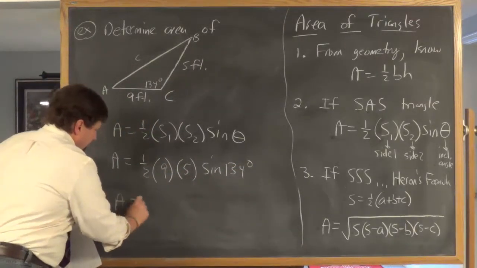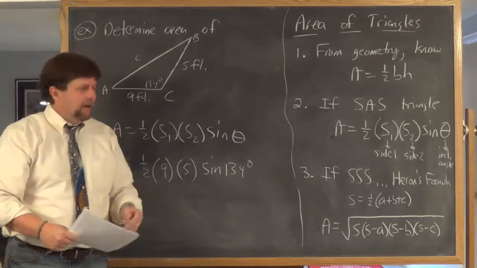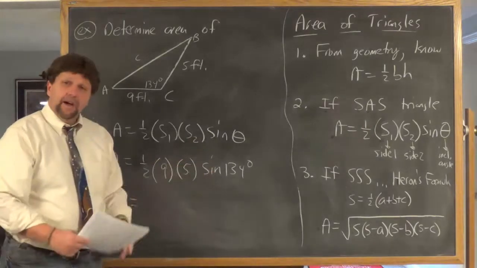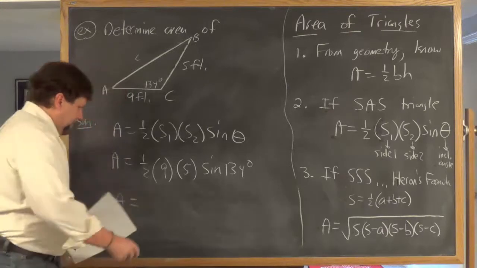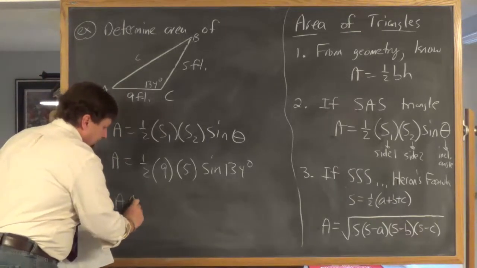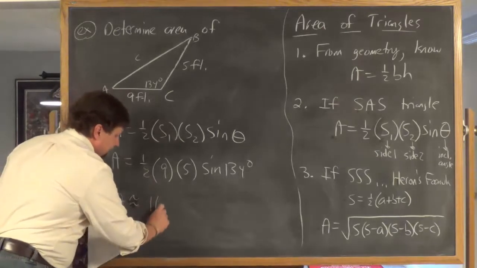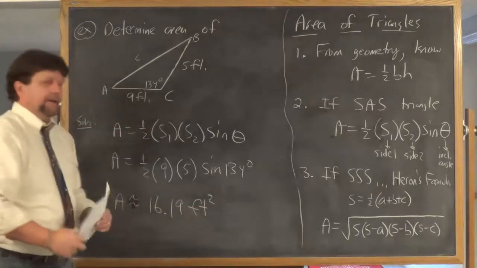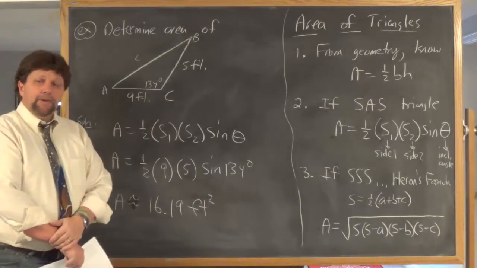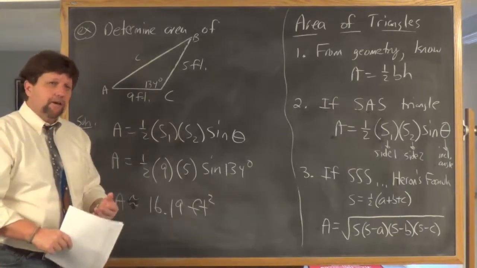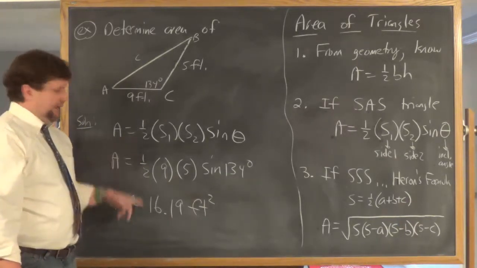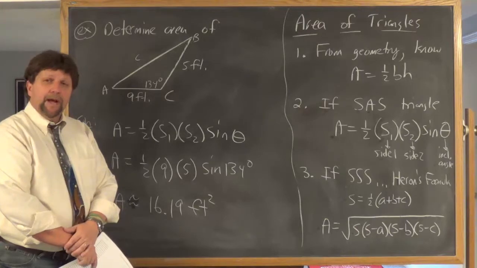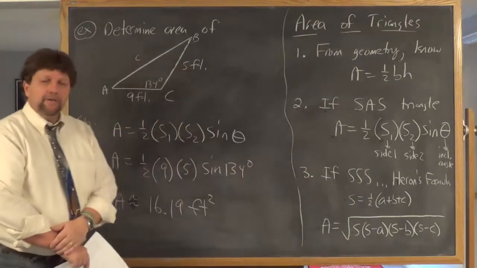Now it's purely a calculator problem. Make sure the calculator's in degree mode. Do 1/2 times 9 times 5 times sine of 134 degrees. You'll get the area to be approximately 16.19 square feet. So that's a quick example of when we have a side angle side triangle, of how to use this formula to get the area of the triangle. And that's it. Now we're going to look at a quick example of how to use Heron's Formula.